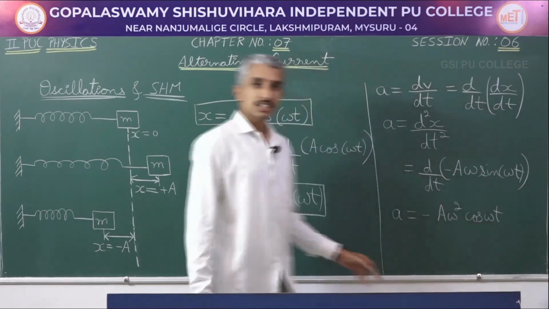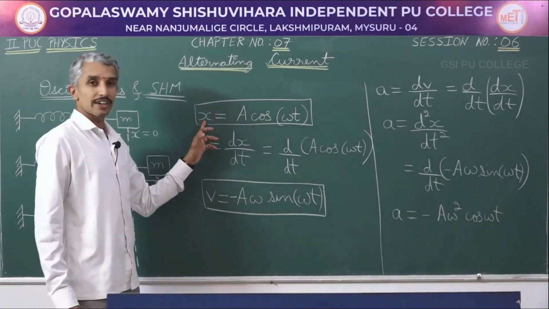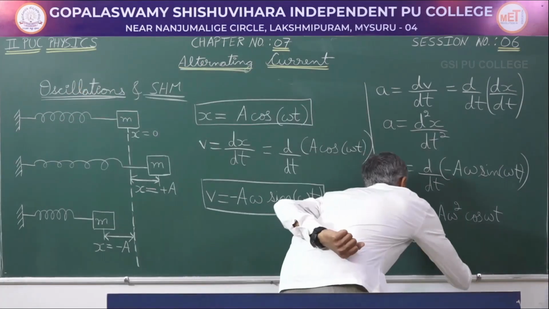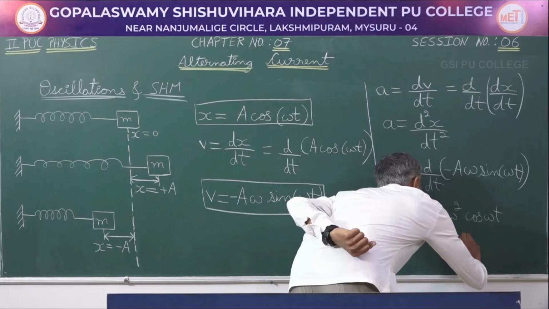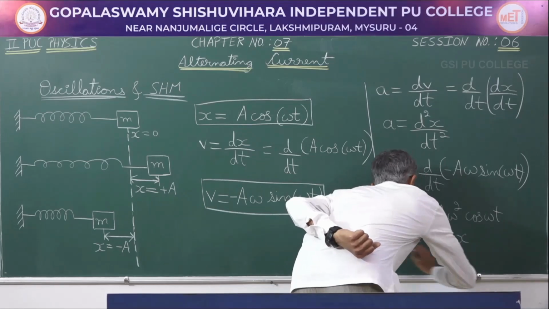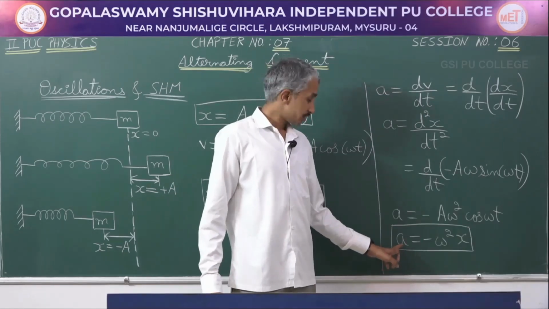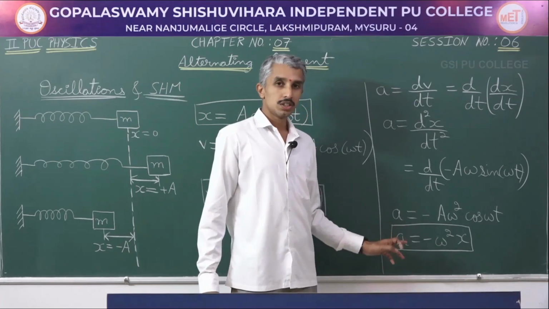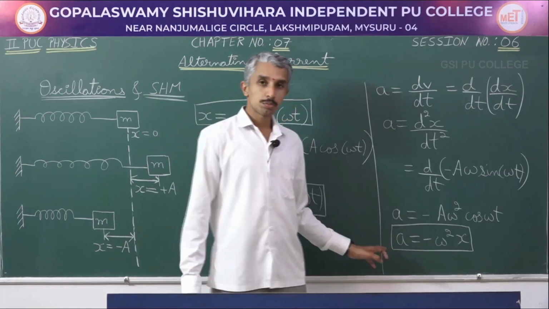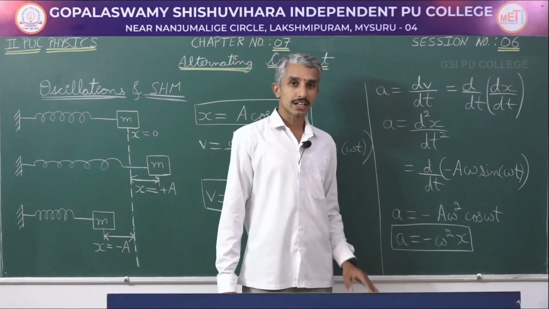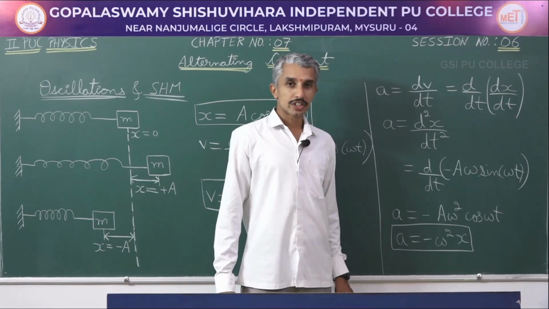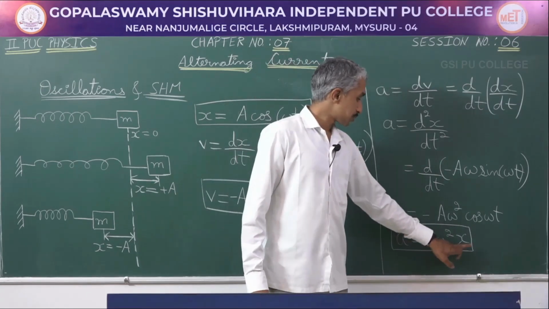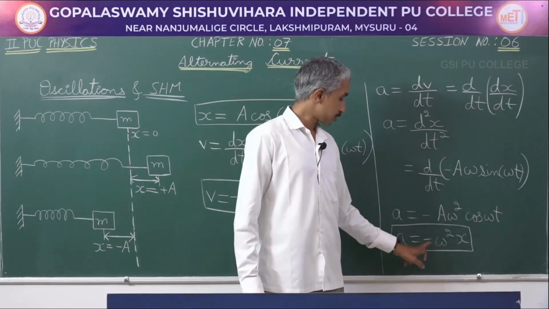A into cos omega t is again the equation for displacement x. So, I can write acceleration is equal to minus omega square into x. So, this expression defines simple harmonic motion. We will recall that simple harmonic motion was defined as the simplest of oscillatory motion, in which acceleration is directly proportional to displacement and opposite to displacement.